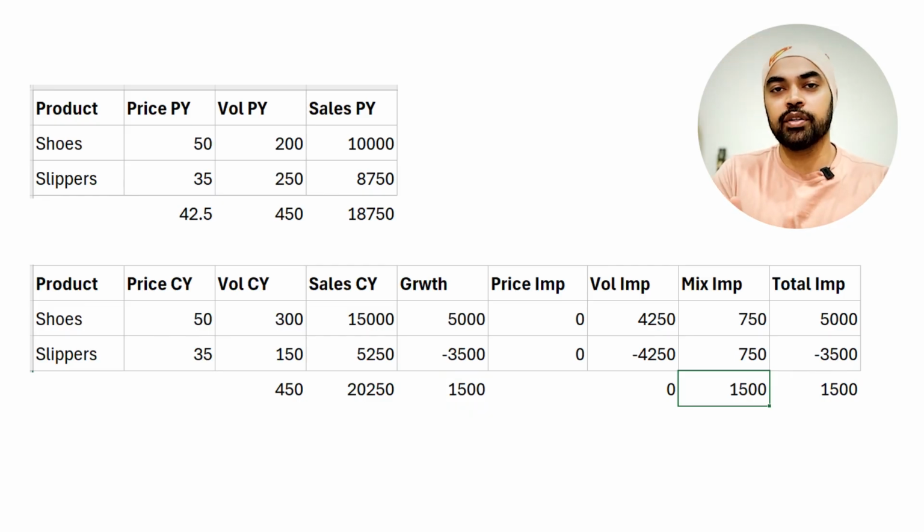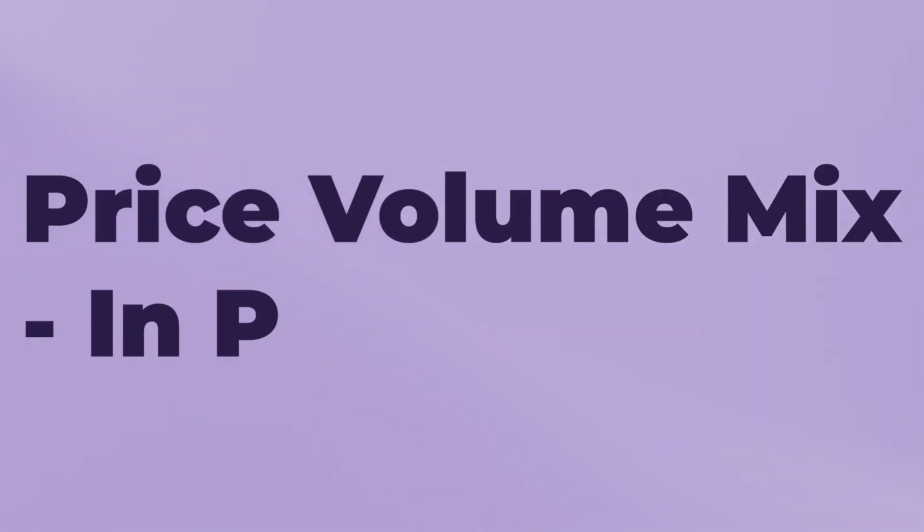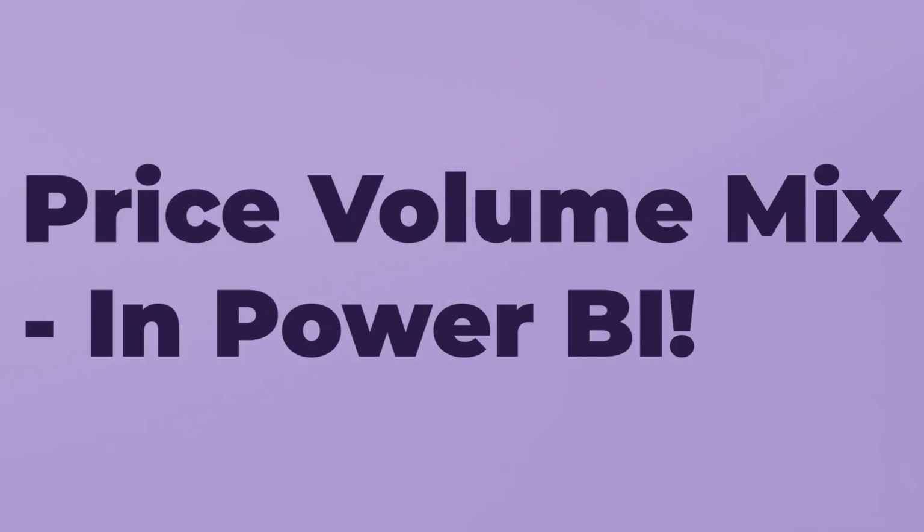Now, once you've understood this particular logic and reasoning, what you do when you have multiple products, let's just practically implement this in Power BI. From here on, once you've understood the logic, it becomes incredibly simple to work with, and we will build the entire model in a jiffy. Stick around.